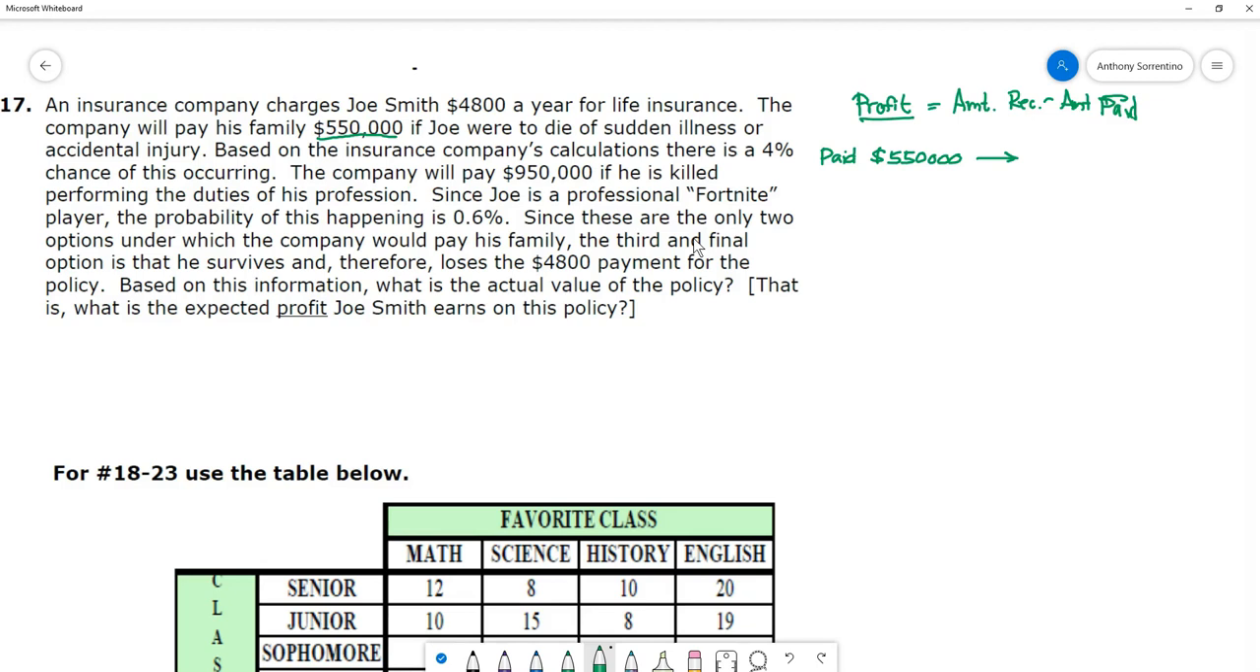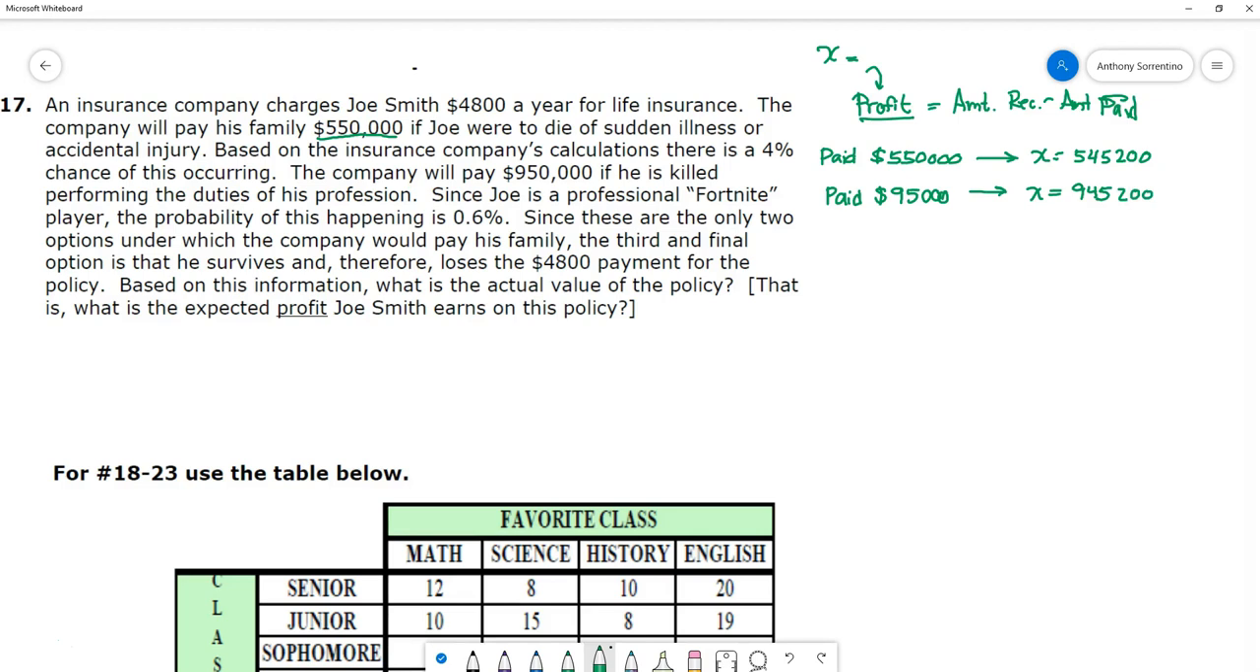So here, my X value, because I'm going to let X stand for the profit, is going to be 545,200. If he's paid that 950,000, that means X is going to be 945,200. Those are the two payouts.